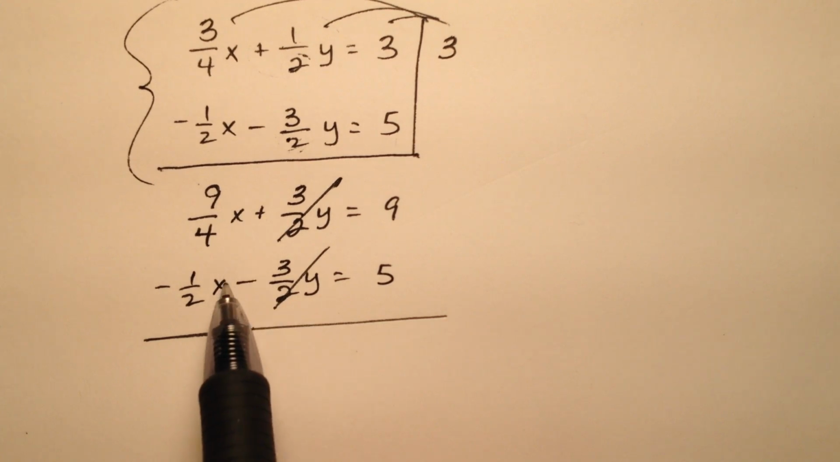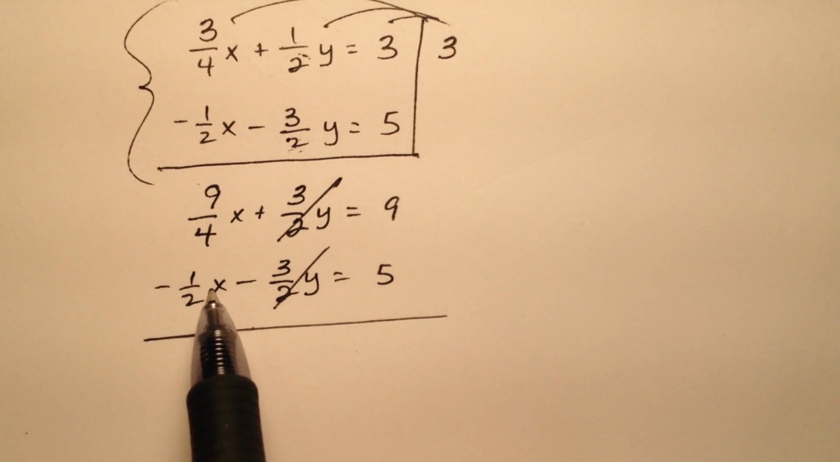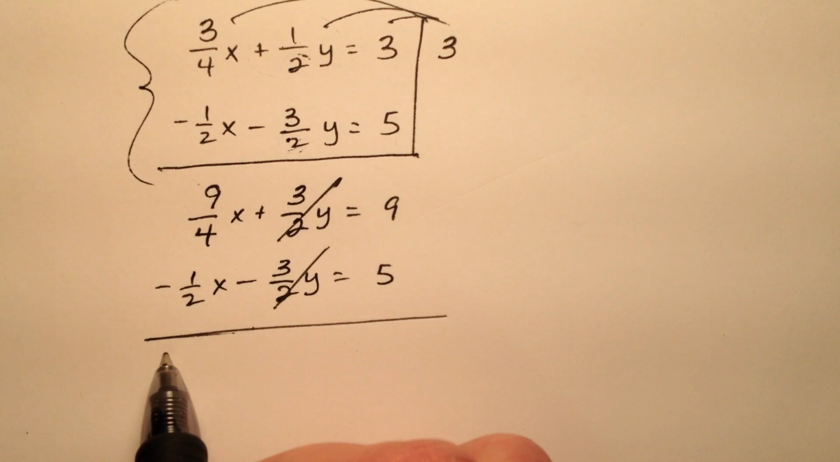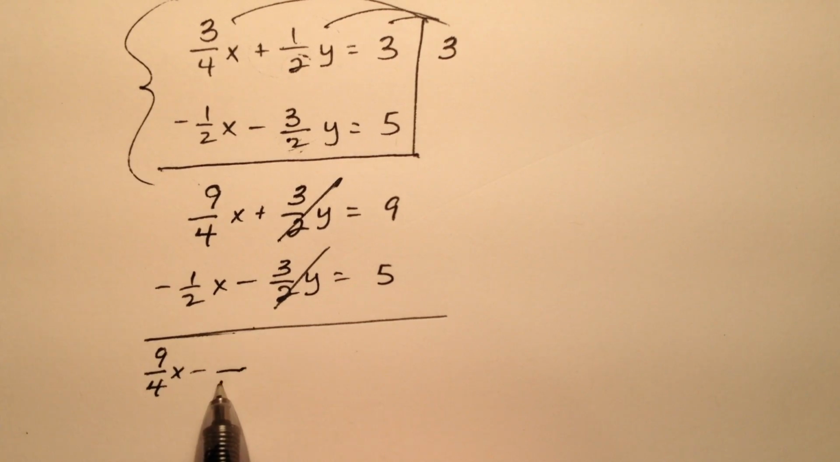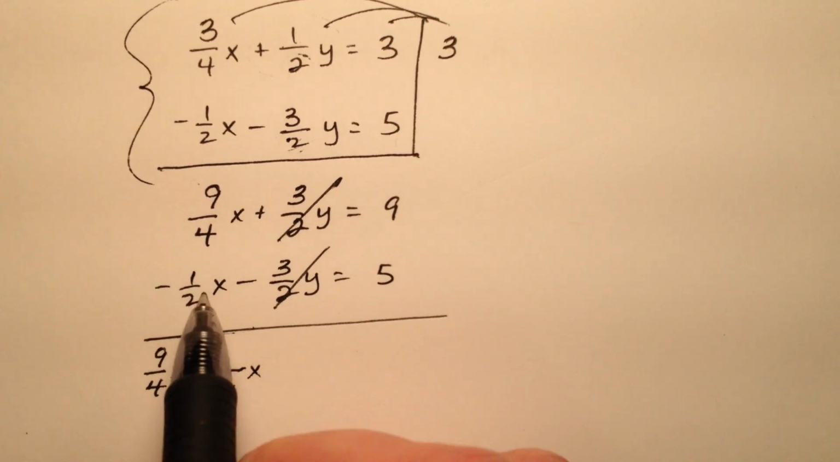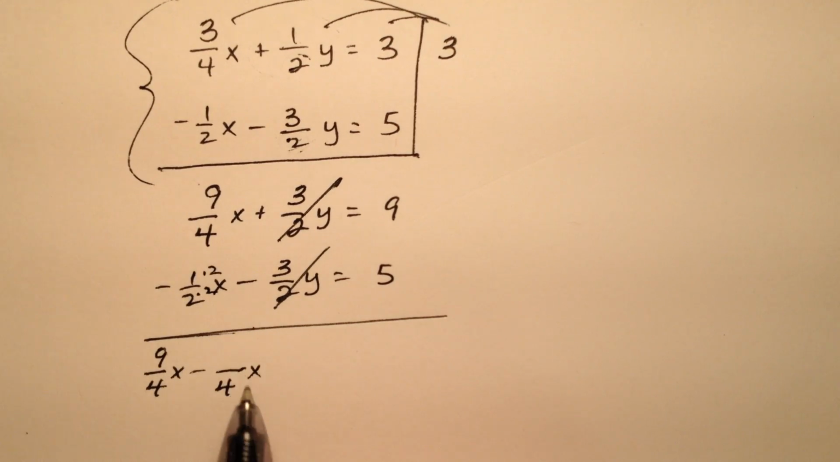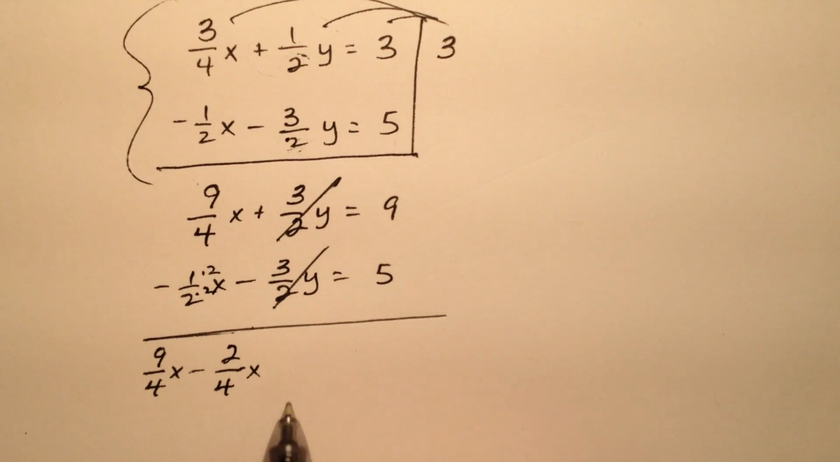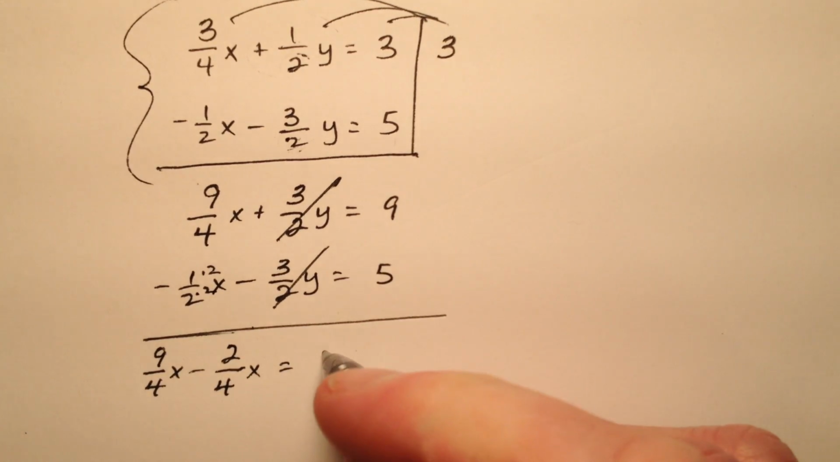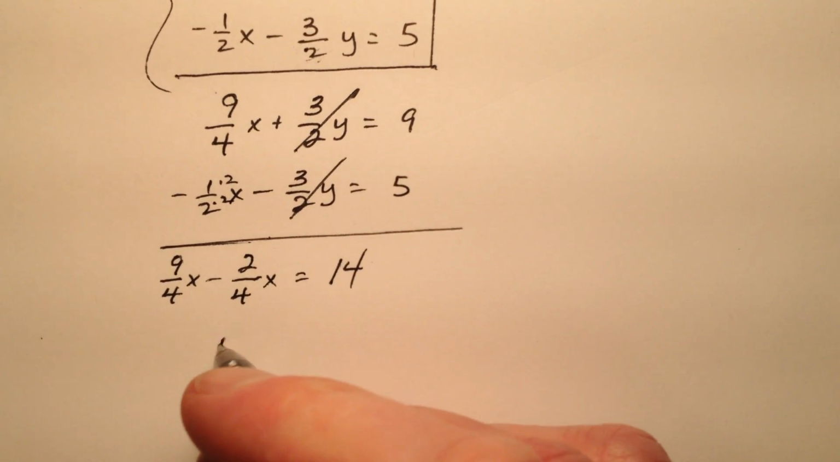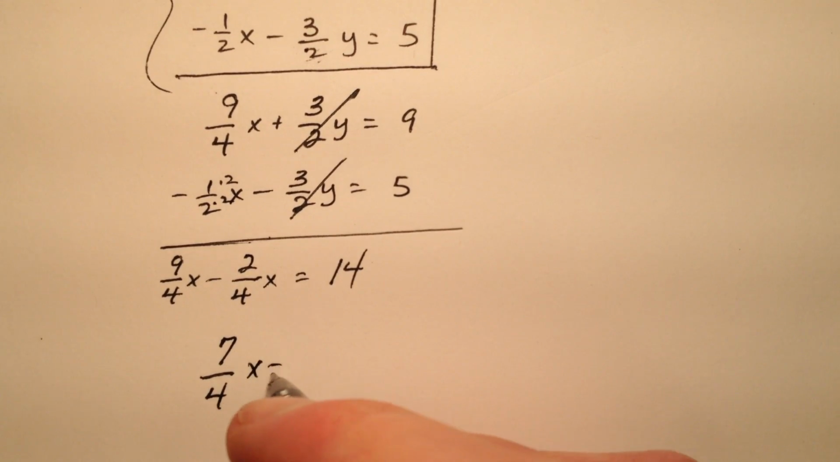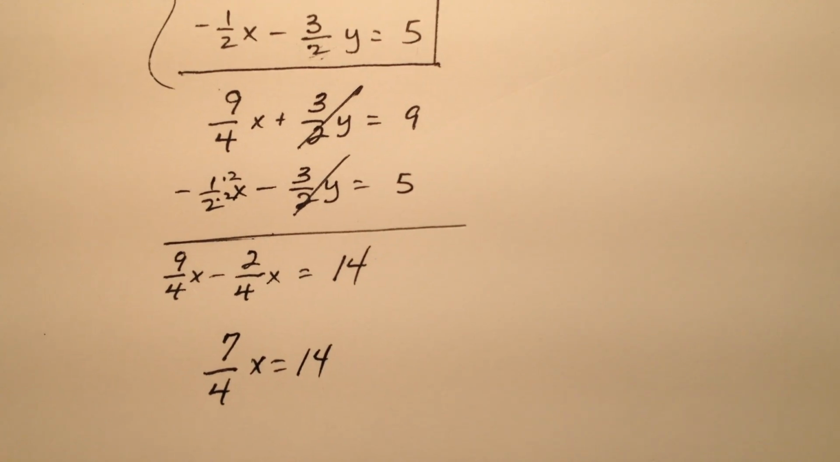So my 9/4 x minus 1/2 x, well, I need to get common denominators here. So this will be 9/4 x minus, and when I get that common denominator of 4, I'm going to multiply the top and bottom by 2, so it'll be 2/4 x. When I add these up, I have 14. So it looks like 7/4 x equals 14.